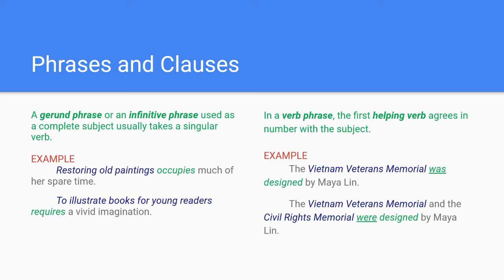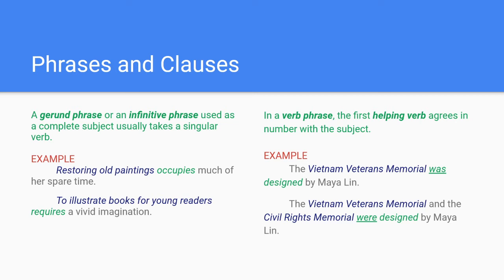The Vietnam Veterans Memorial and the Civil Rights Memorial were designed by Maya Lin. Here we have two subjects together, joined by the conjunction and. They're actually what's called a compound subject. We'll talk about those later. Compound subjects, like this, are plural. There's more than one of them. Therefore, our helping verb will also be plural. Instead of saying the Vietnam Veterans Memorial and the Civil Rights Memorial was designed, we say were designed, plural.